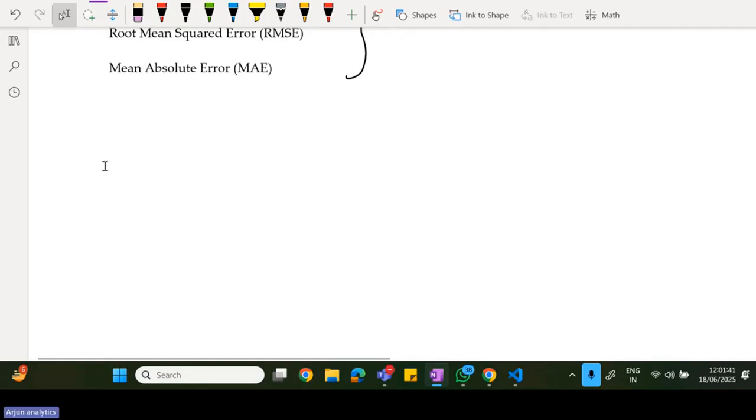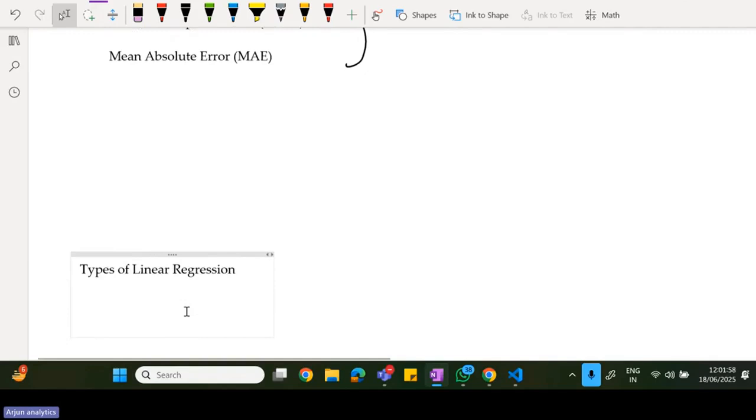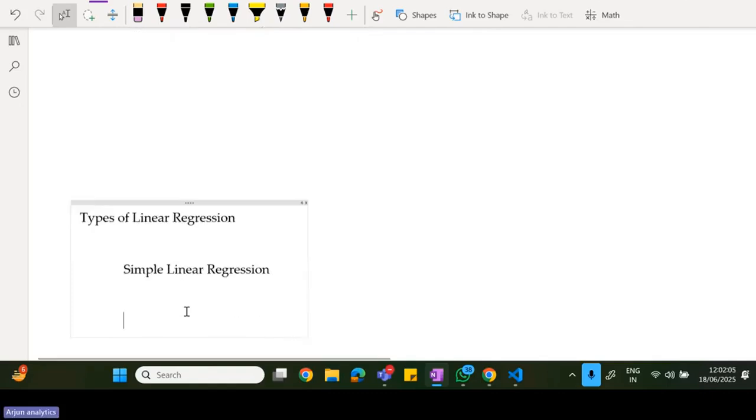Before going further with the types of regression, there are types of linear regression. First one, we will call simple linear regression. Second one is called multilinear regression. Multiple linear regression or simple linear, anything you can say.